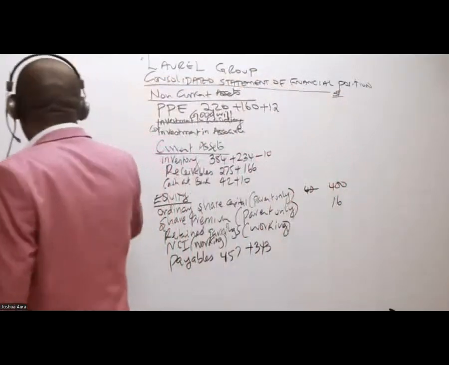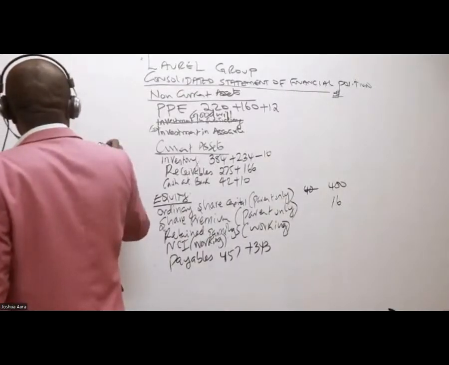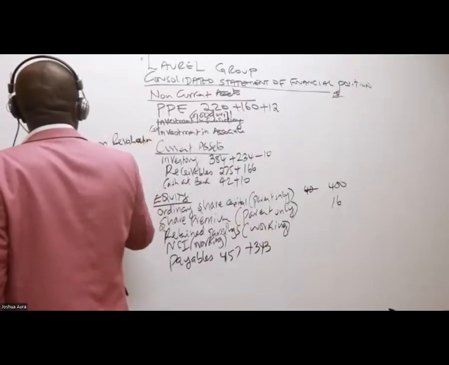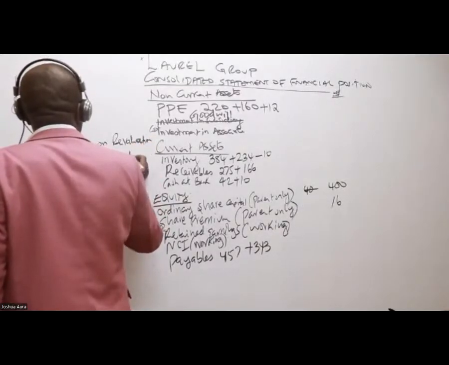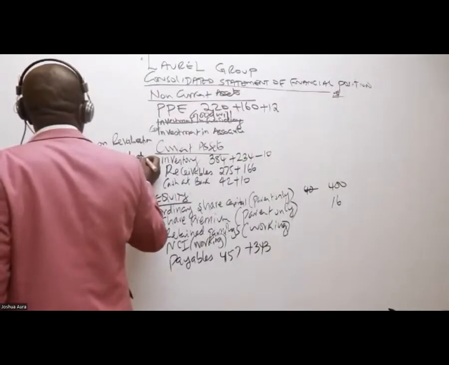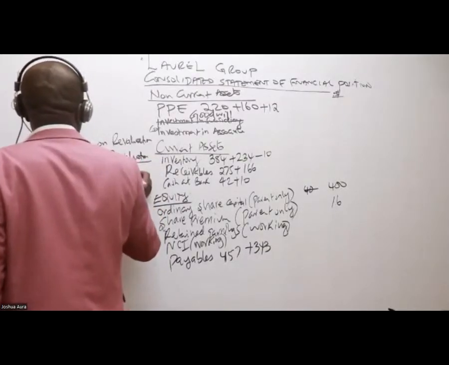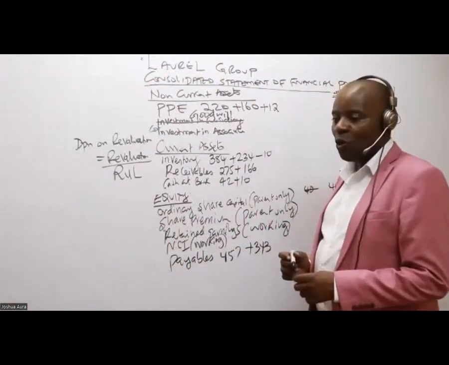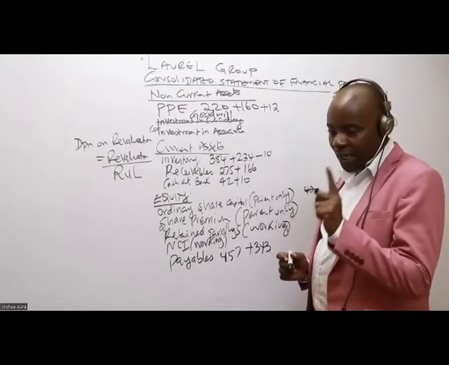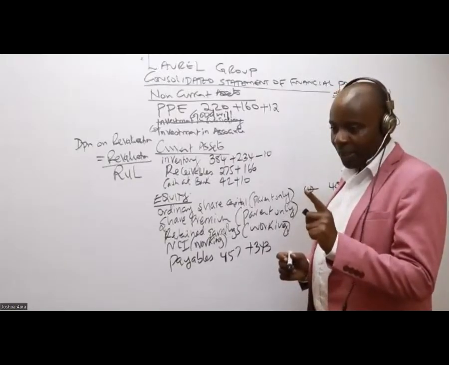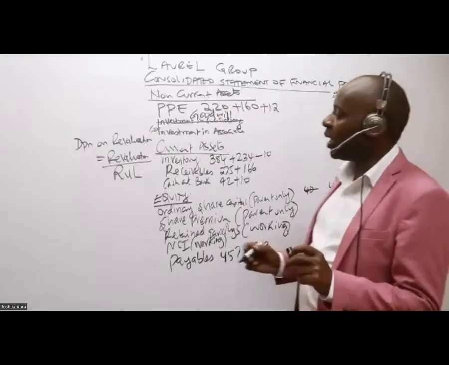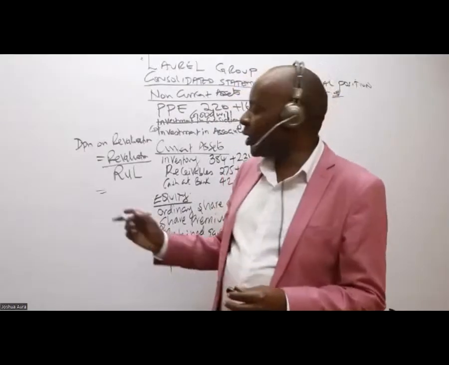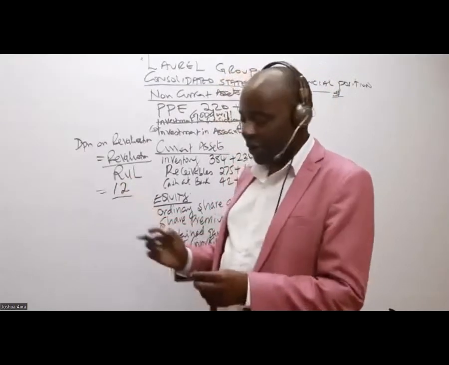So depreciation on revaluation. This is very easy, because what I'll do is take the revalued amount, the revaluation, and divide by RULE, where RULE is the remaining useful life. So you take the revaluation over the remaining useful life. What do we have for revaluation? You have given me 12. And what is the remaining useful life?